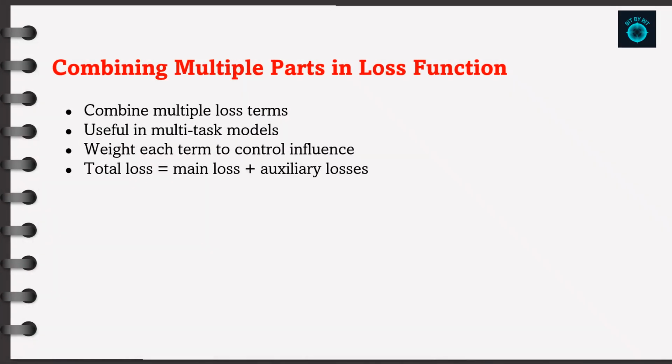Combining multiple parts in a loss function. In this slide, we show how to write a custom loss function that combines multiple parts. This is useful in multitask learning, where the model has more than one objective. It's also helpful when we want to add regularization or other constraints to the training process. Each loss term is calculated separately and then combined into a total loss. We can apply weights to each term to control how much they influence the final result. This gives us flexibility to guide training toward multiple goals.